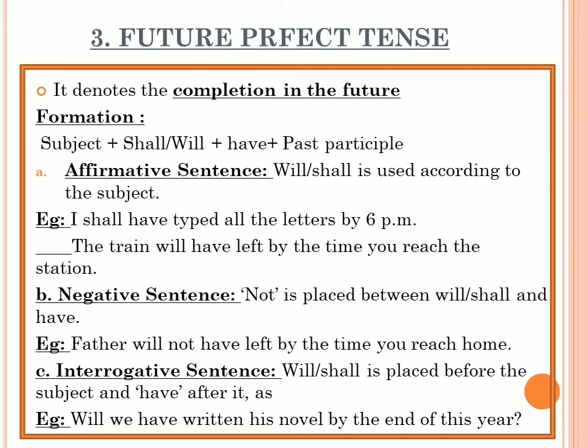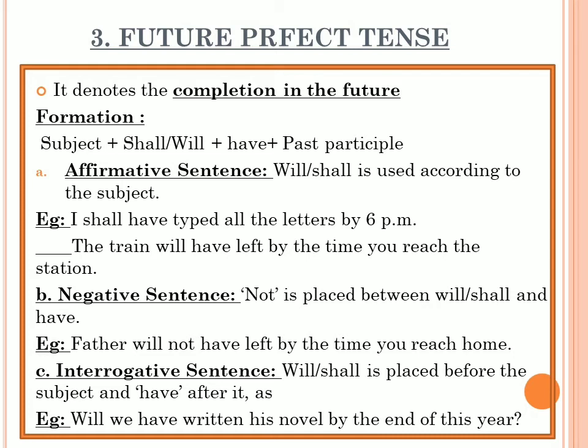Interrogative sentences: will or shall is placed before the subject and have after it. So first we have to use will or shall, that is will, and after that the subject, and after that only we have to use have. Will we have written his novel by the end of this year? So it's a question, so we have to add a question mark.